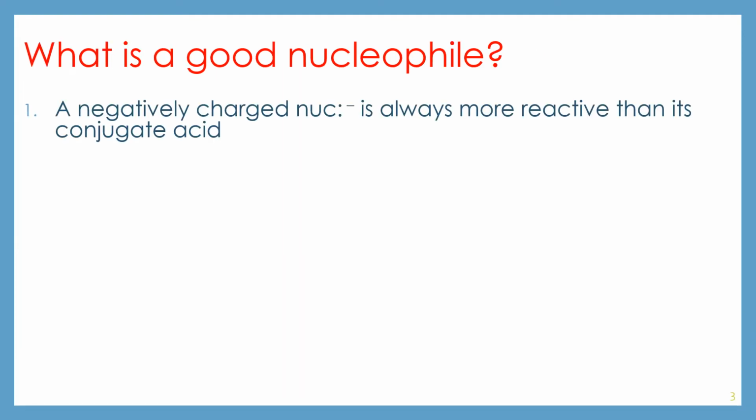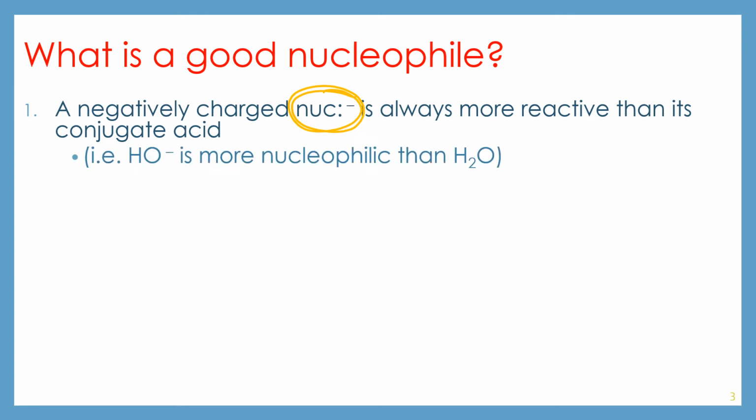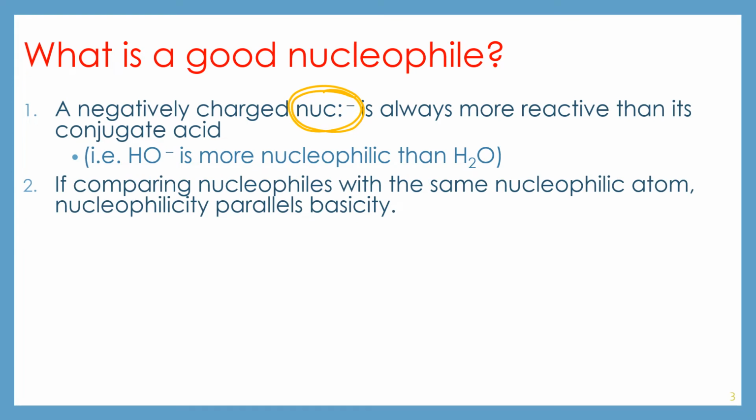So what makes a good nucleophile? First, our big rule here: a negatively charged nucleophile is always more reactive than its conjugate acid. So for example, hydroxide is more nucleophilic than water, which is the conjugate acid of hydroxide. If you're comparing nucleophiles that have the same nucleophilic atom, the nucleophilicity is going to parallel the basicity. So for example, an alkoxide is more nucleophilic than hydroxide, because an alkoxide is more basic than hydroxide.